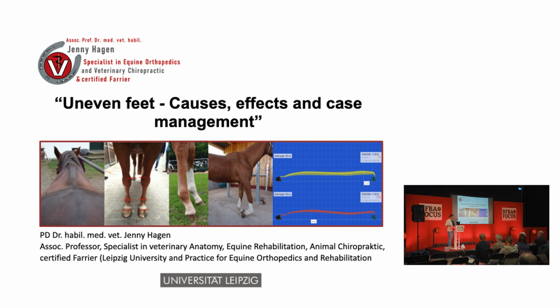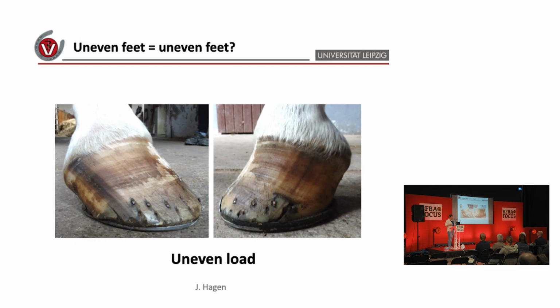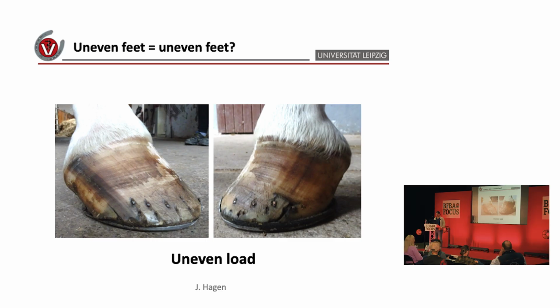So the question is, are all hoofs the same? If we see a horse with a steep and a flat foot, is it always the same reason? Can we treat them all the same? I would say no, as we can see later. The only similarity is that the reason for developing uneven feet is uneven load, so the right and left limb are not loaded equally.